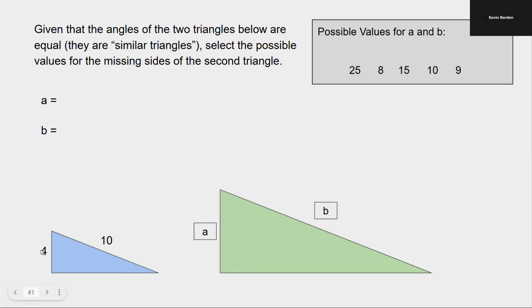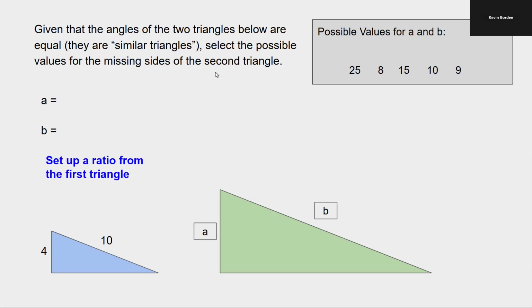That means that the ratio of 4 to 10 has to be the same as the ratio of A to B. And we're going to take advantage of that property to try to find those values of A and B. And our possible values for A and B are in this list. One of these is A and one of these is B. That makes this problem format kind of unusual, but hopefully it will make more sense once we go through it.